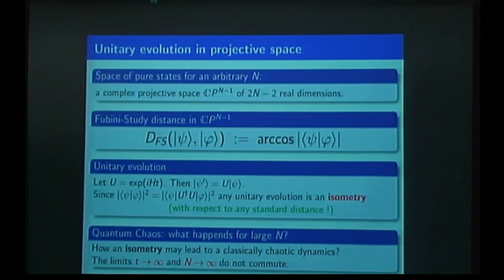So in a sense, the key point, n is the size of the Hilbert space. If you go with n to infinity, you can consider it like a classical limit, and the key observation is that those two limits, time to infinity in the evolution, and n to infinity, the classical limit, do not commute. This is just an argument why there is no contradiction with classically chaotic dynamics.